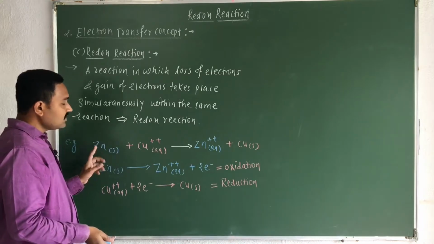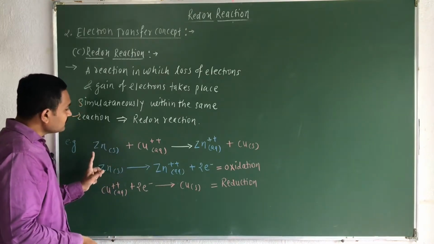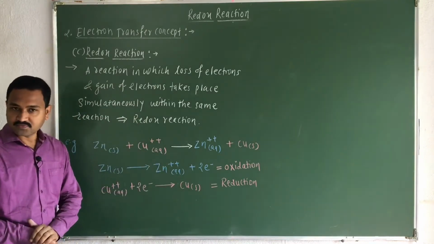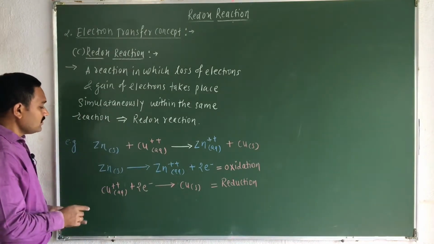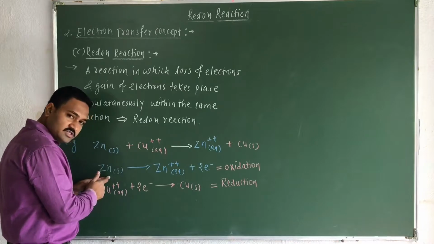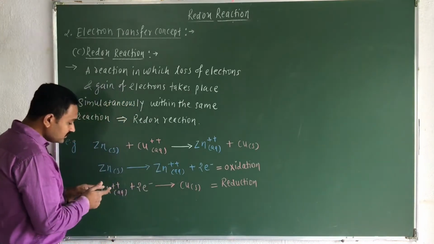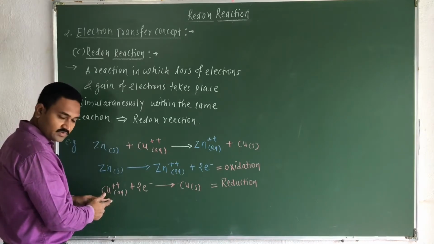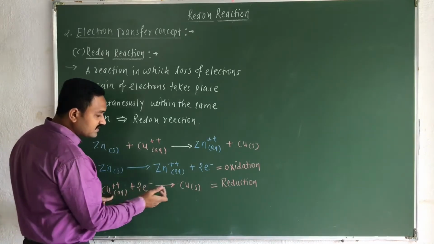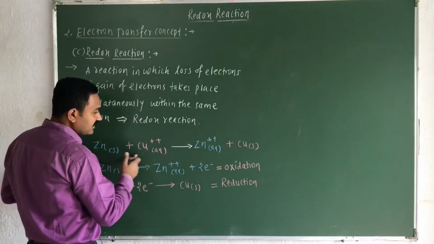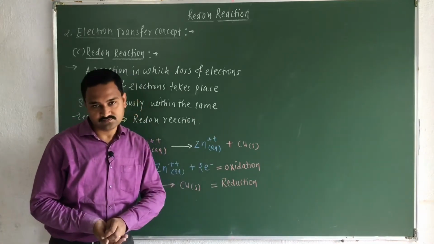As we know, if within the same reaction the oxidation and the reduction processes take place, it is known as a redox reaction. During the oxidation process there is an increase in positive charge, and during the reduction process there is a decrease in positive charge. So obviously this particular example is a redox reaction.